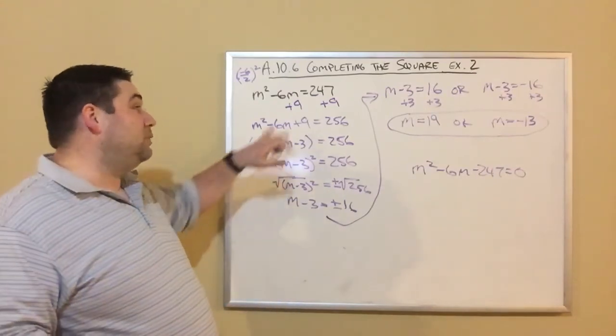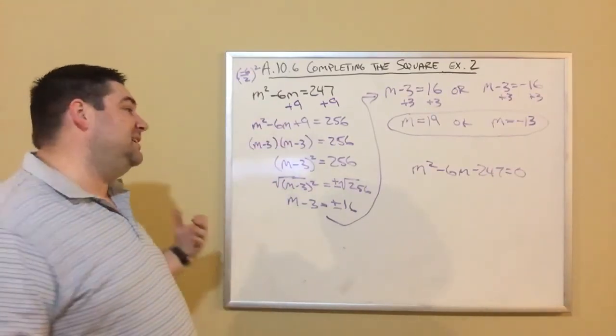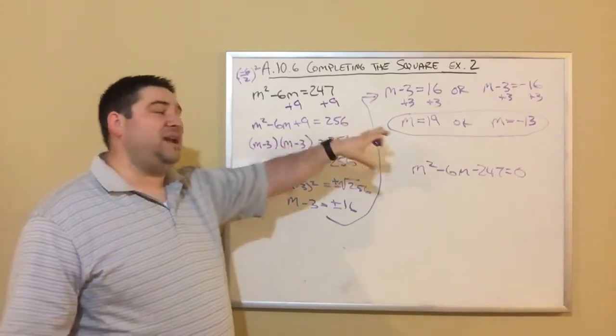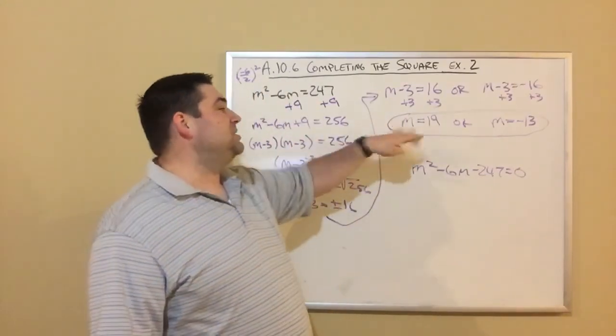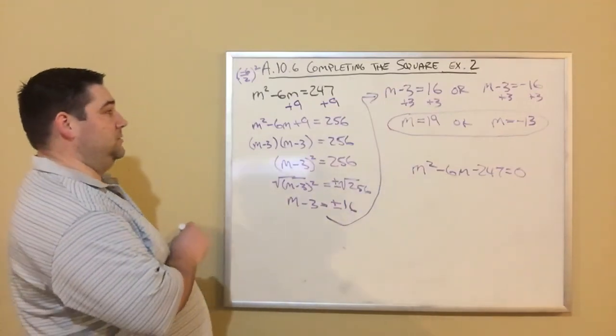So this is a good one where completing the square actually ended up making the problem easier than trying to factor that huge number with the 247 there. So our answer was m equals 19 or m equals negative 13.